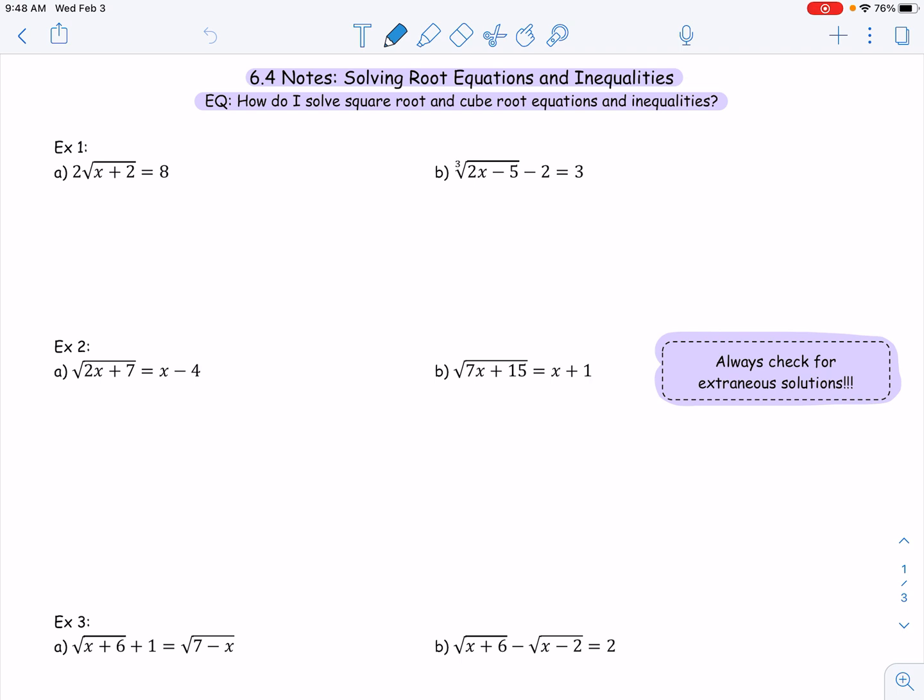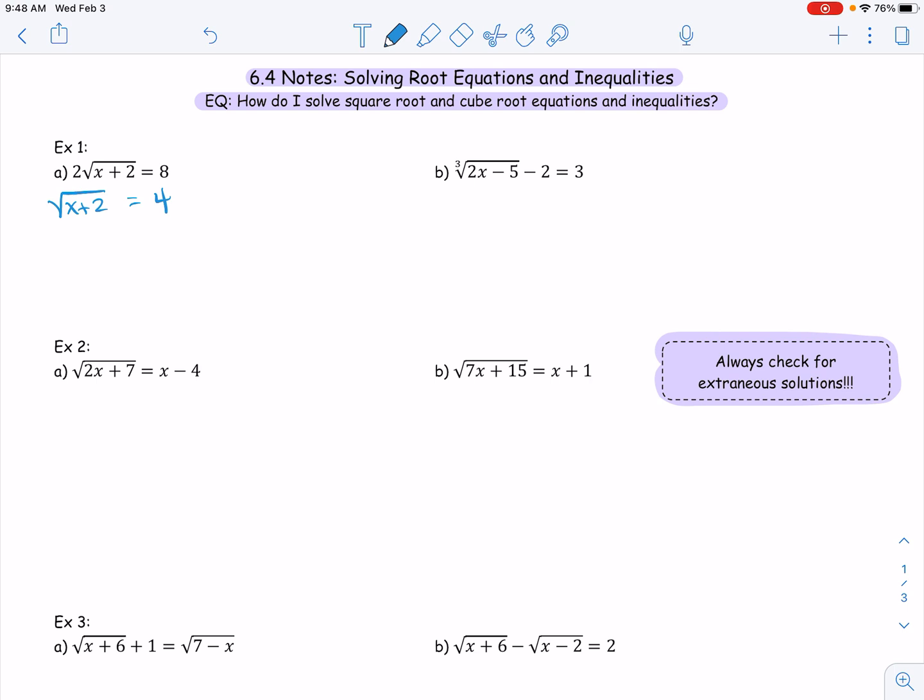So here we go. We're just going to jump on in. Example 1. Notice we just have one square root or one cubic root, but we're solving this. So we're going to solve for x, or whatever variable is there, so we want to isolate that variable. The first thing I'm going to do is divide by 2 on both sides. That gives me the square root of x plus 2 is equal to 4, because 8 divided by 2 is 4.